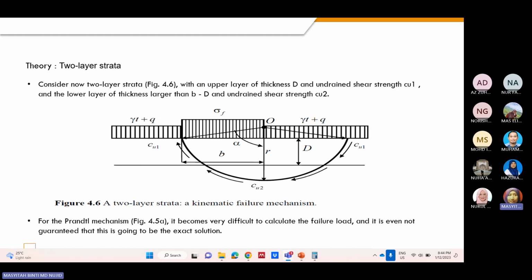So therefore, they come into the analysis where the shear strength of the soil is adjusted to calculate how the effect of these two layers of soil. For the Prandtl mechanism, it becomes very difficult to calculate the failure load and there is even no guarantee that it's going to be the exact solution.